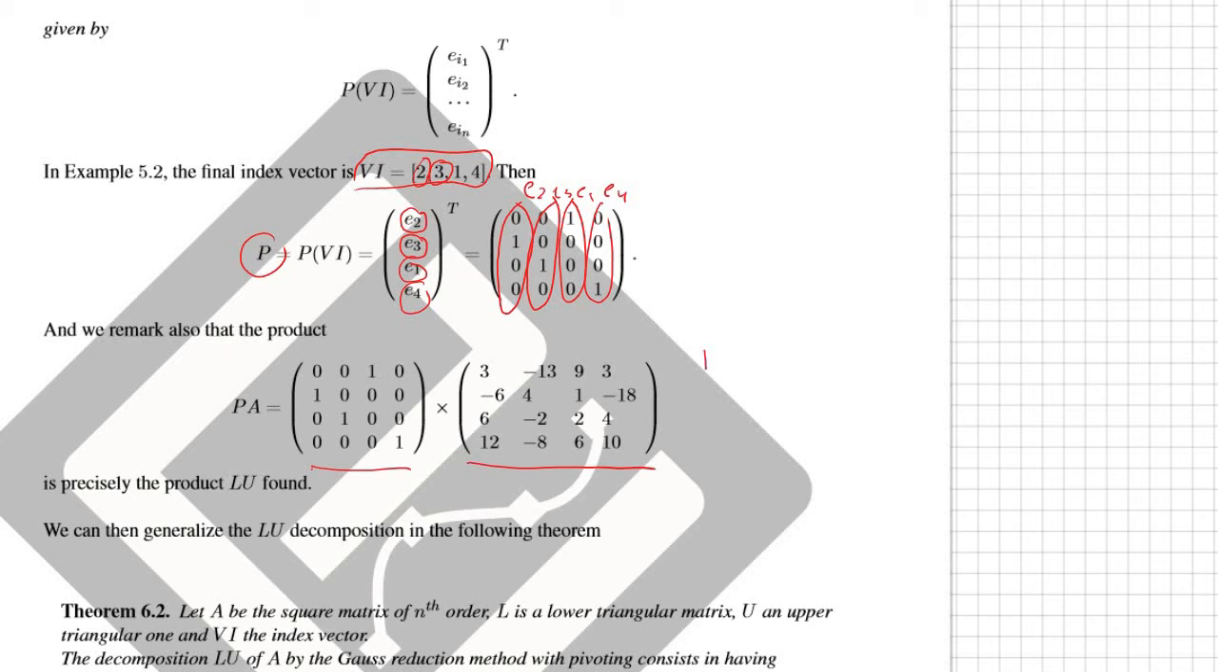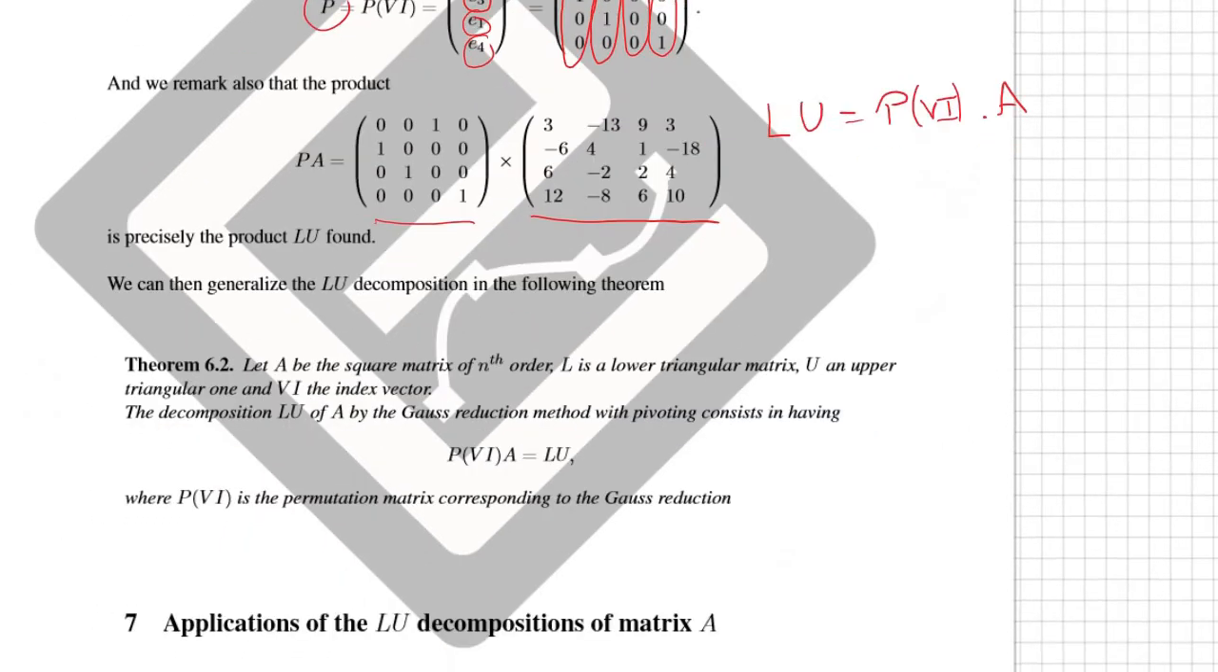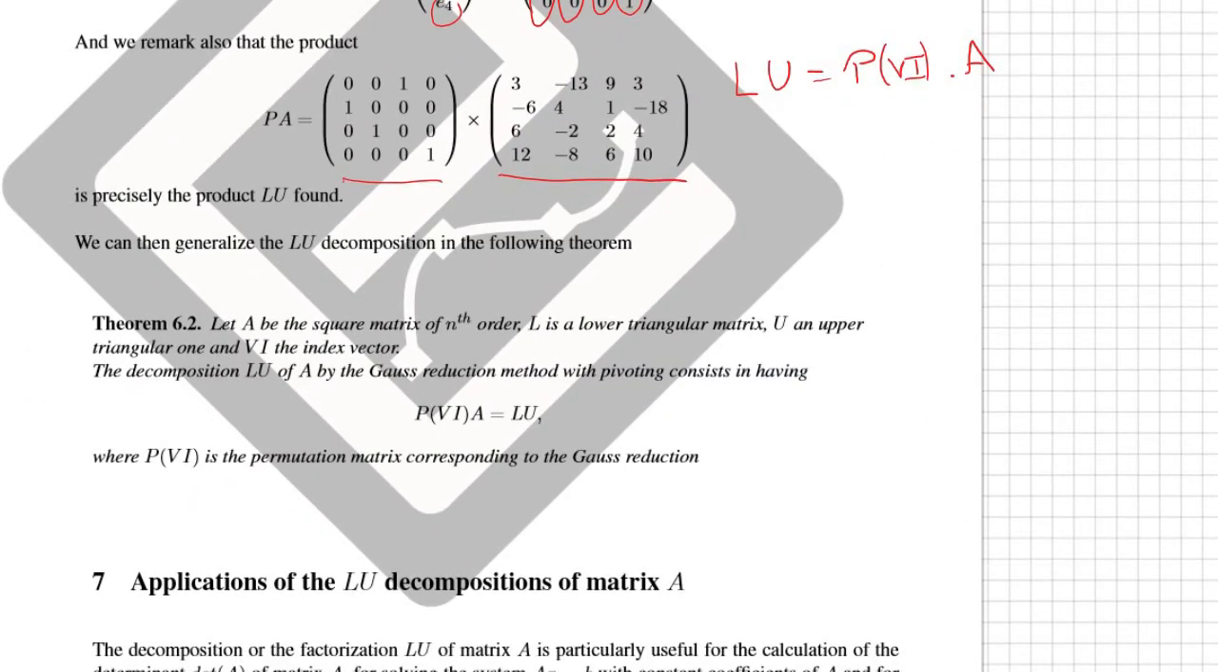So LU is equal to this permutation matrix times A. We can sum this up in the following theorem. If A is a square matrix of nth order, L is a lower triangular matrix, U an upper triangular matrix, and VI the index vector, then P_VI A is equal to LU. Of course, P_VI is equal to the identity when we perform a Gauss reduction without pivoting.